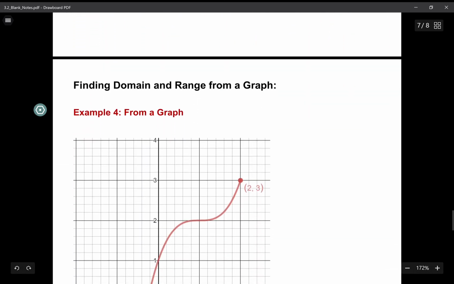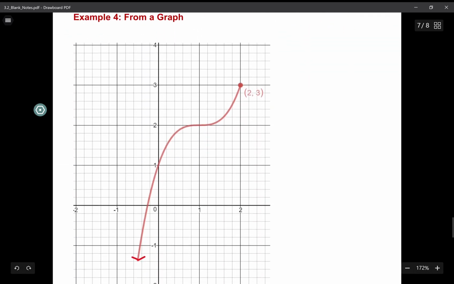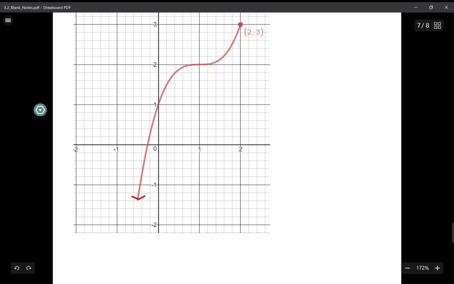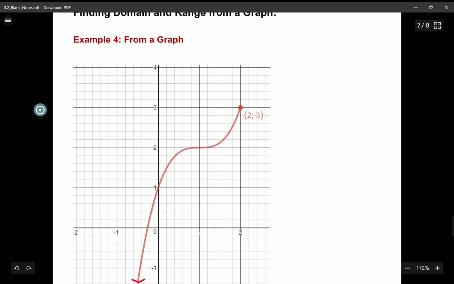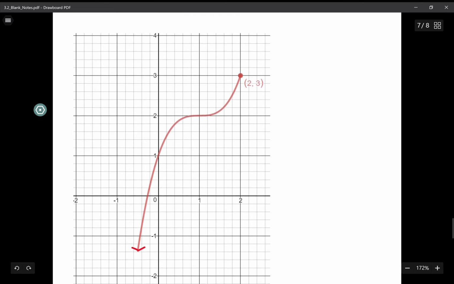All right, let's find domain and range from a graph. This is our last example for today. Oh, nope, we have one more. So finding the domain and range of a graph. So let's look at this function. It has an arrow here off to the left that indicates that it's going on forever in that direction. But then it has a dot here at 2, 3. So that indicates that the function stops. So if I wanted to keep drawing this guy, it would keep going on forever and ever in that direction.